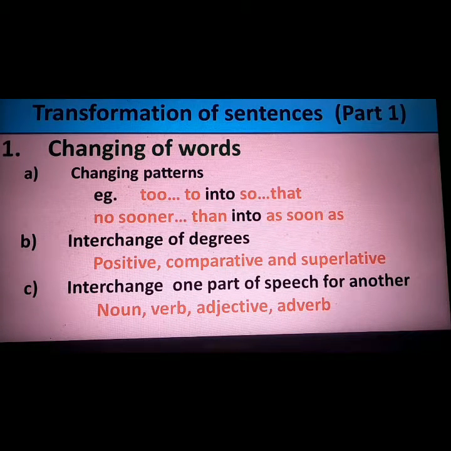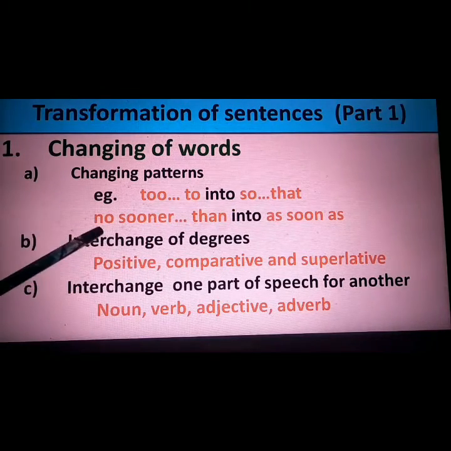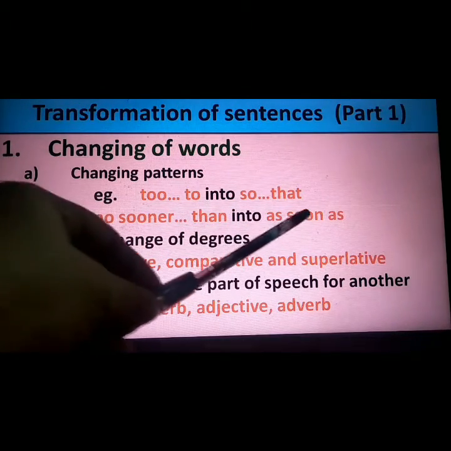Moving further, let's see changing of words. It means changing patterns. Example, to into so that, or no sooner than into as soon as.